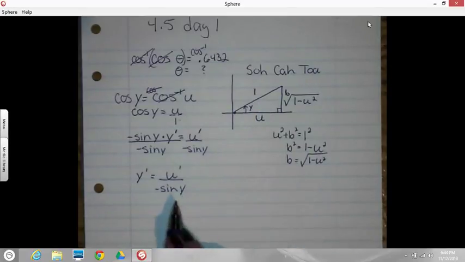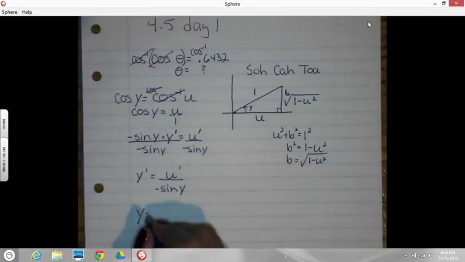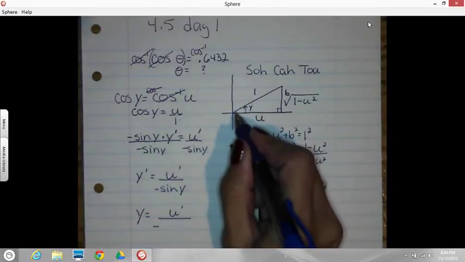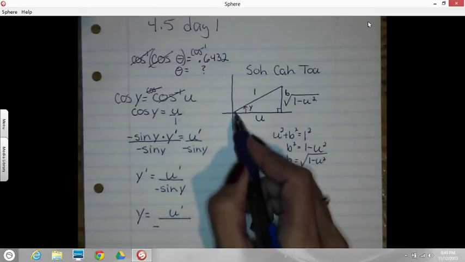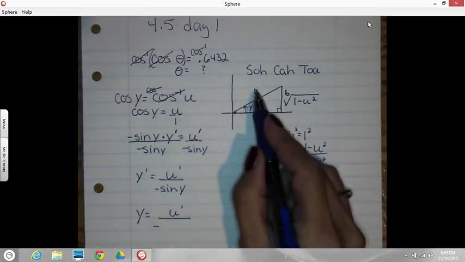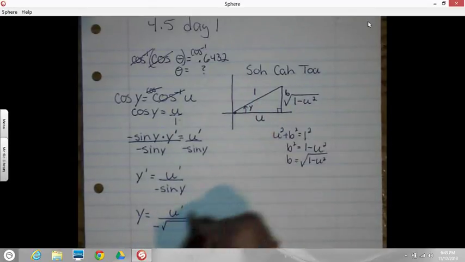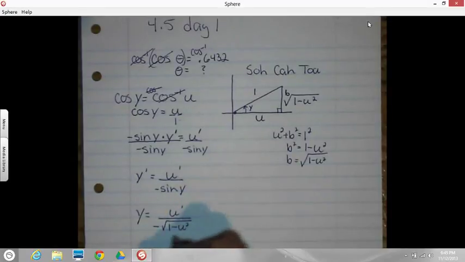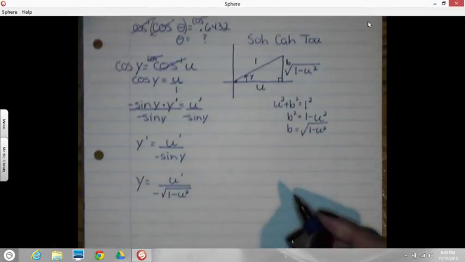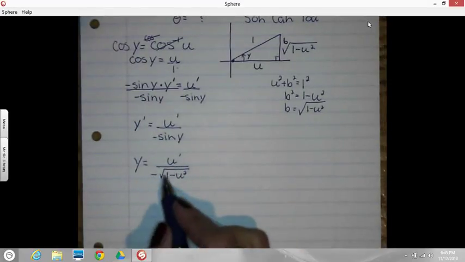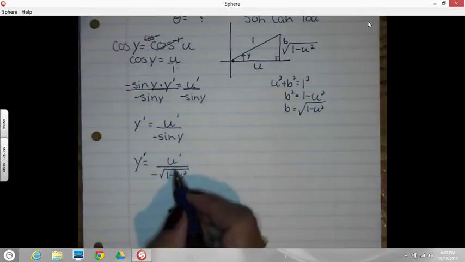Well, all I've got to do is go to the triangle and get the sine ratio for angle y. So the u prime is going to stay. The negative is going to stay. Sine of y, so I'm going to go to angle y, stand. Sine is opposite over hypotenuse. Well, opposite from y is the square root over 1. So it's just the square root of 1 minus u squared, then over 1, but that's not necessary. So we just came up with the derivative rule, this was y prime, for inverse cosine.